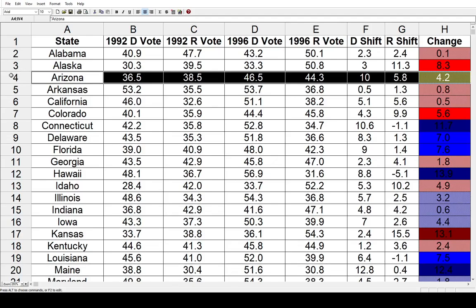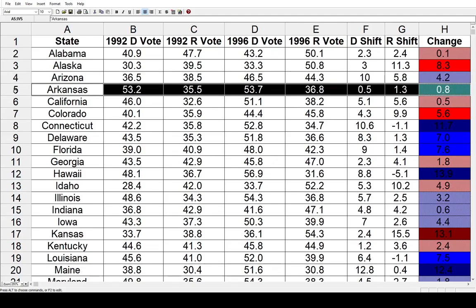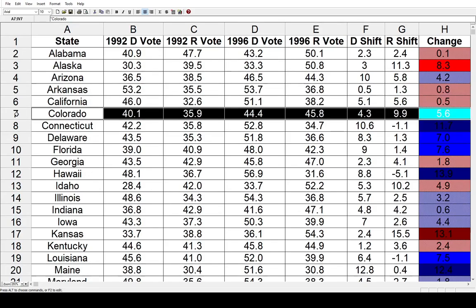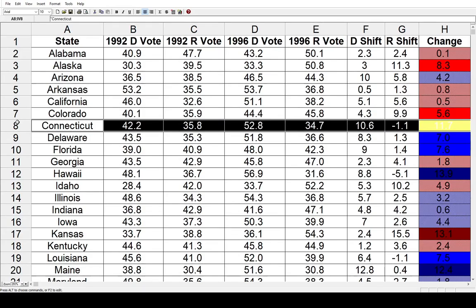Arizona went 4.2 toward the Democrats. Arkansas, 0.8% toward the Republicans. California moved 0.5 points toward the GOP. Colorado is one of 3 states that actually flipped and voted for the Republican in 96 that Clinton had won in 92. Today we think of it as a blue state, but then it shifted 5.6 toward the Republicans. Connecticut shifted double digits, 11.7 toward the Democrats.